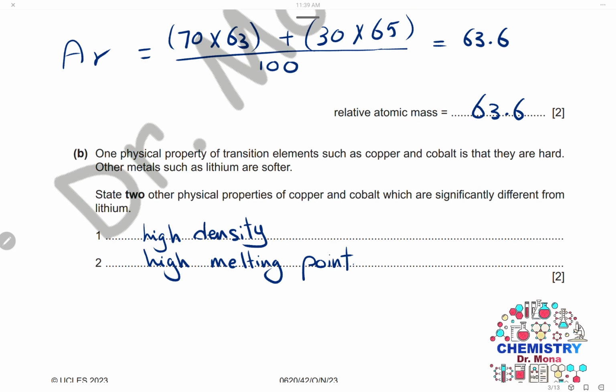One physical property of the transition elements such as copper and cobalt is that they are hard. Other metals like lithium are softer. State 2 other physical properties of copper and cobalt which are significantly different from lithium. Other physical properties that the transition metals have are high density and high melting point.